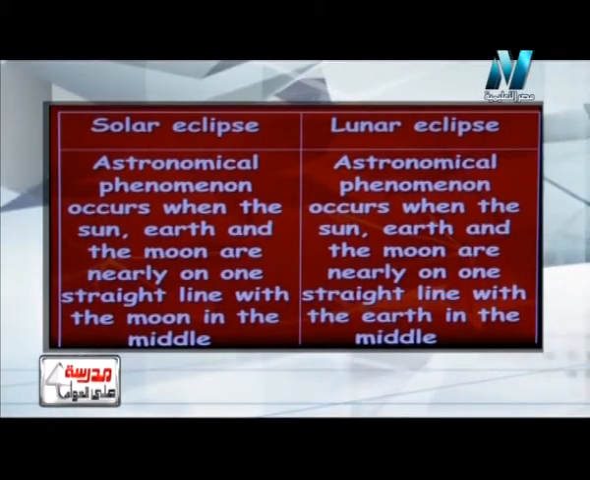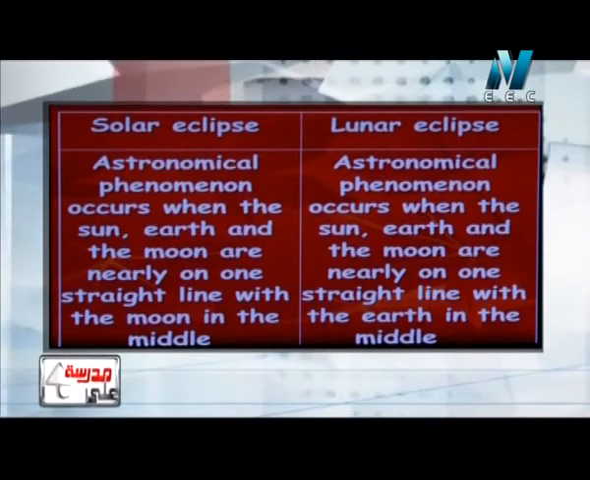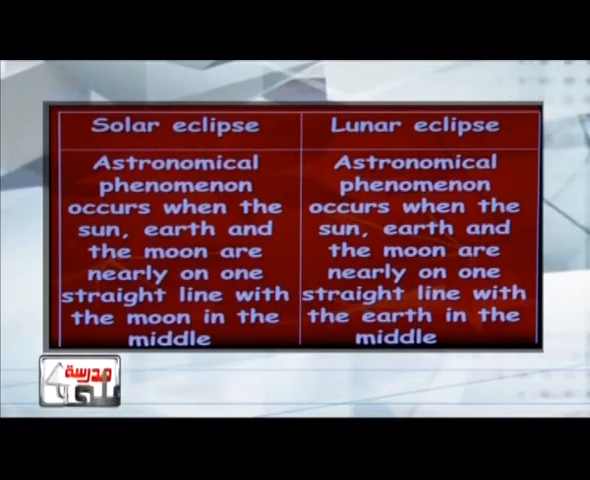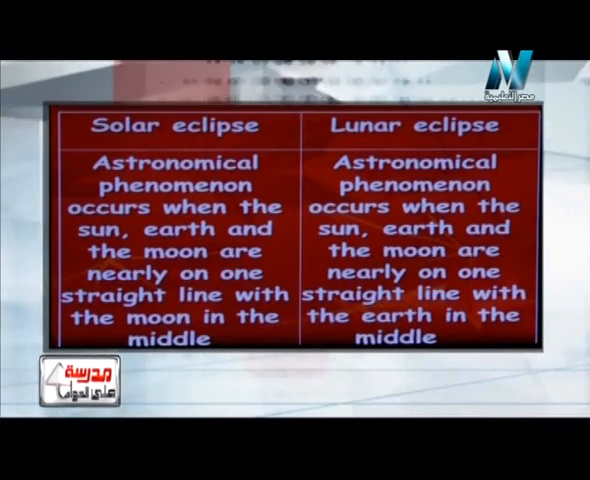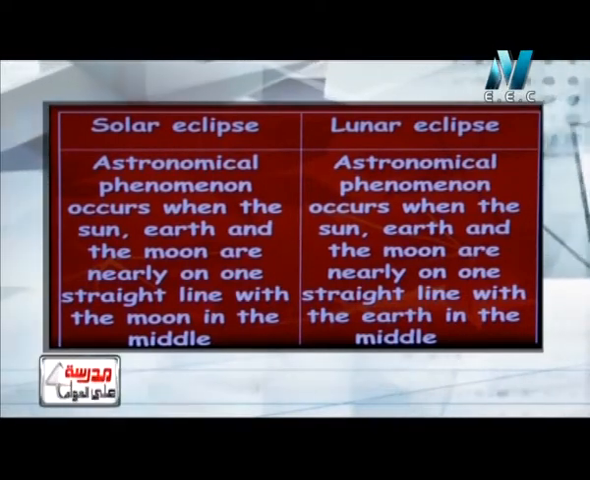But what about lunar eclipse? It's an astronomical phenomenon that occurs when the Sun, Earth and the Moon are also nearly on one straight line, with the Earth in the middle. So the only difference here is the middle body. In solar eclipse it is the Moon, but in lunar eclipse it is the Earth.